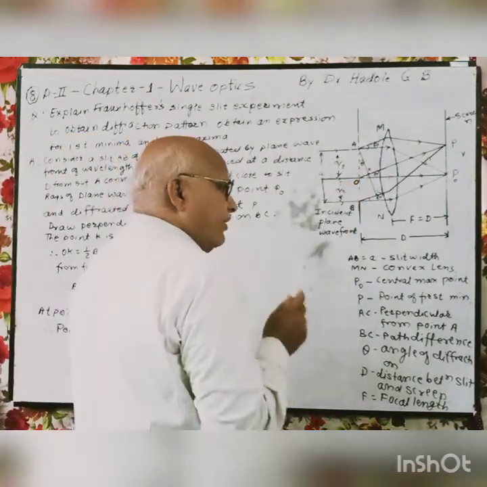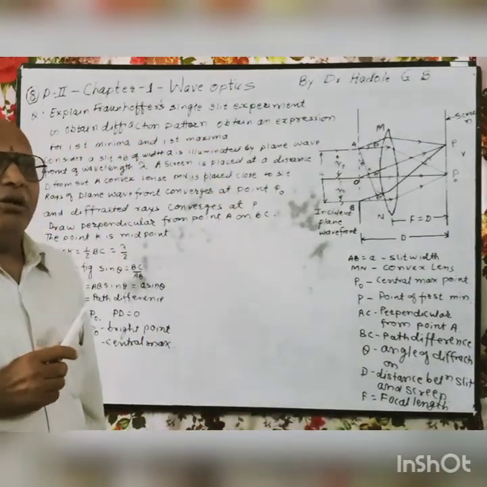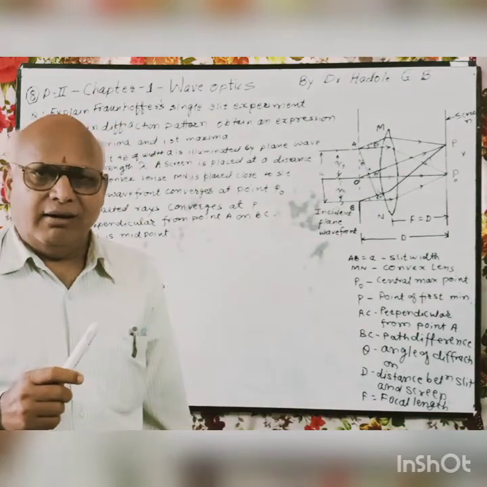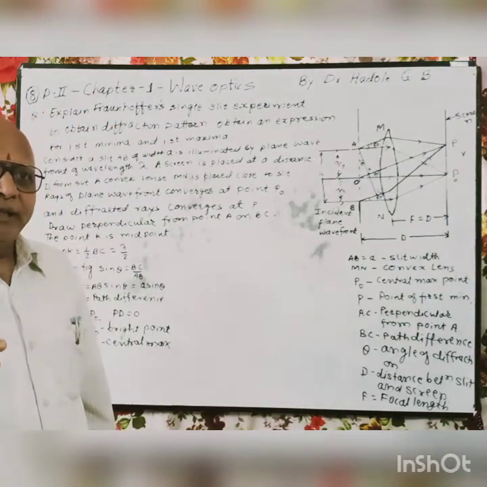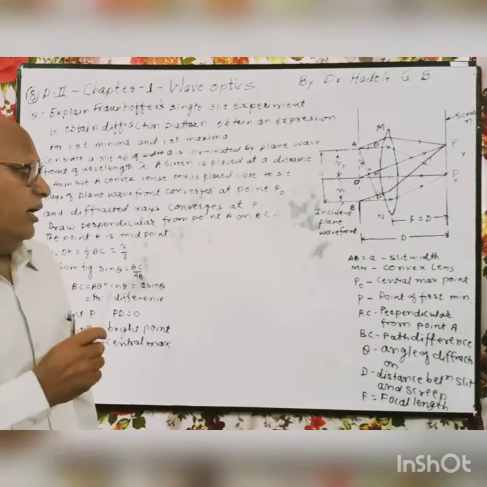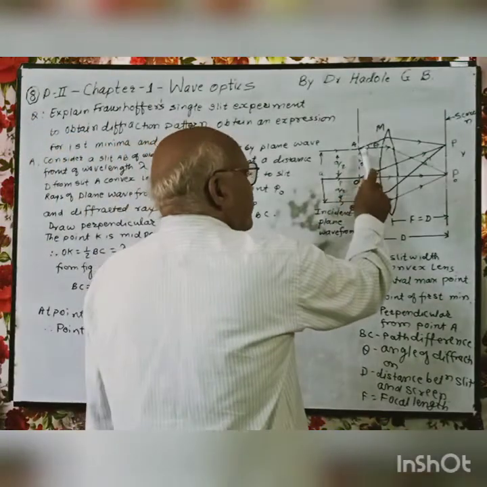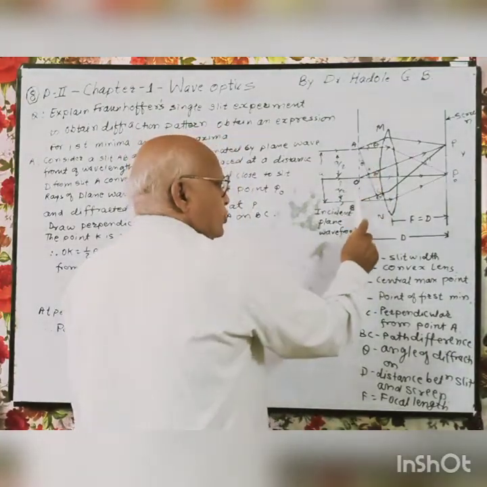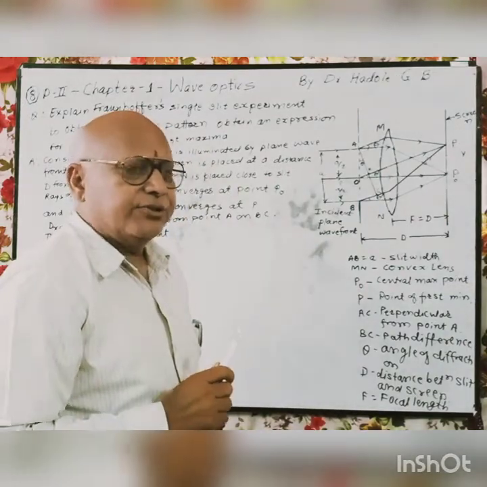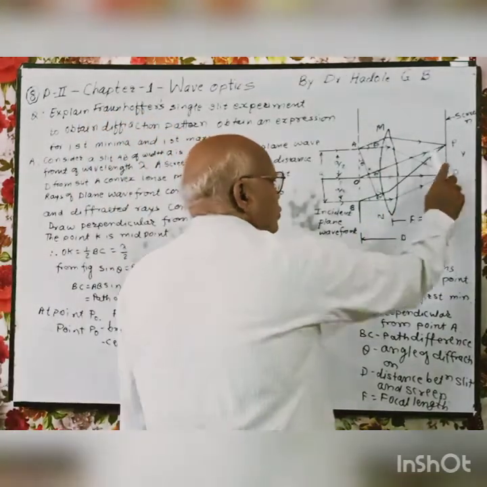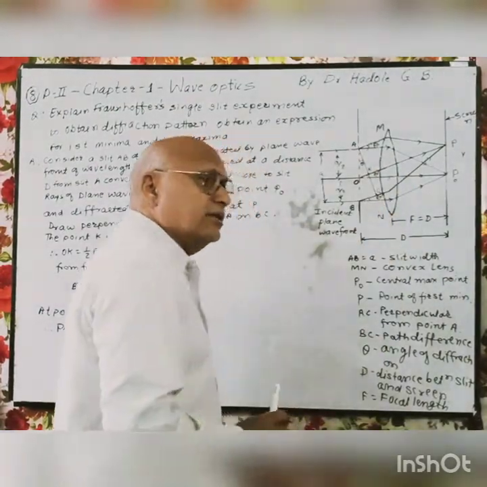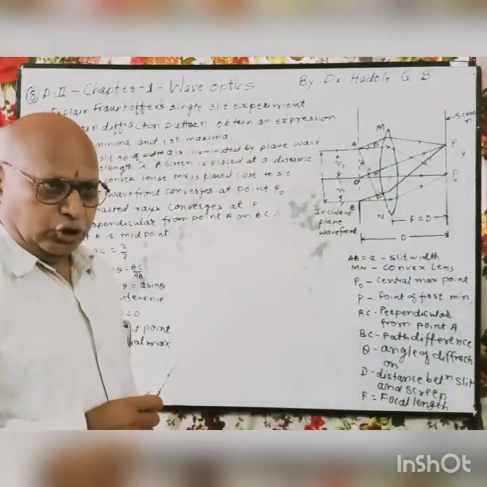See here, what is diffraction? The phenomenon of bending of light due to the sharp edges of the obstacle and its encroachment into its geometrical shadow is called diffraction. Here, the light is going to touch these sharp edges, and because of the sharp edges, this light is going to bend. Suppose that theta is the angle of bending. This theta is also called the angle of diffraction.